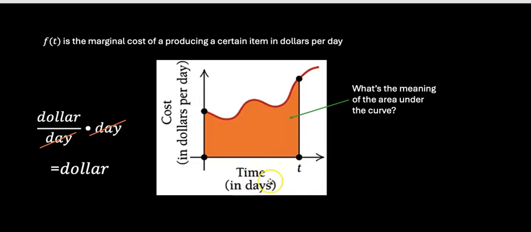As days go on, we're basically adding on how many dollars each day costs. So you're adding all those days together to get the total cost over that many days. So the answer is the area underneath the curve means the total cost accumulated between t equals 0 and t equals t.